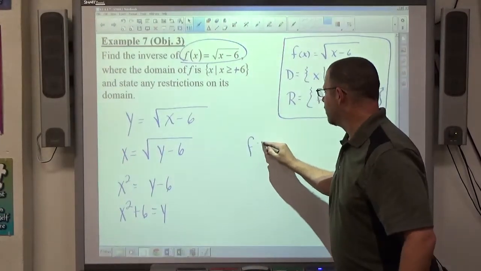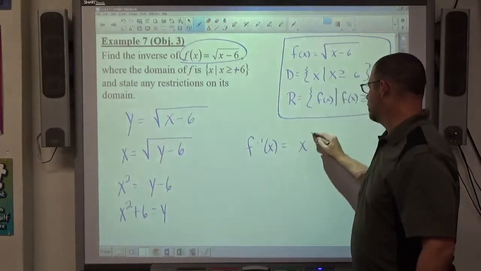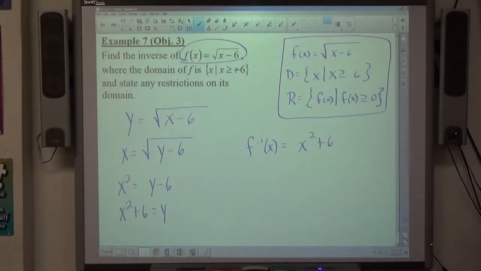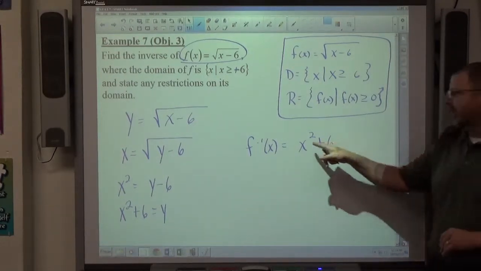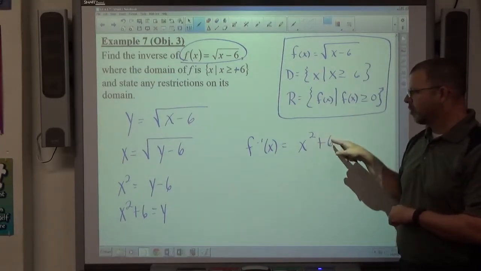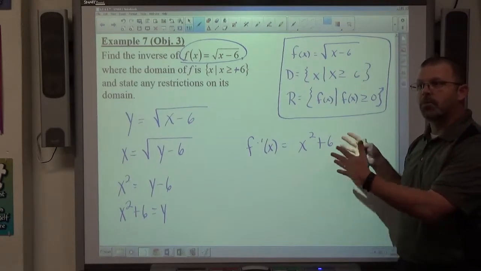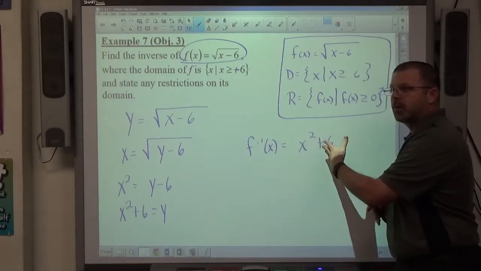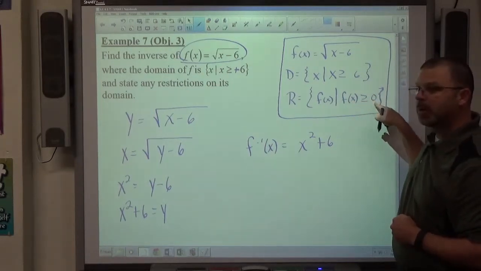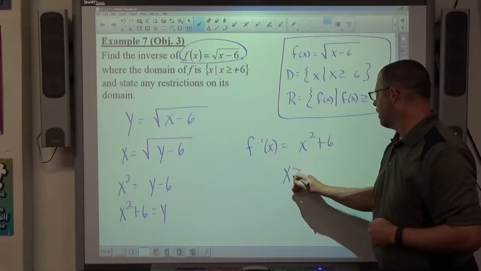I write it in good inverse function form: f inverse of x, instead of y, is equal to x squared plus 6. Now this is an example of one where the range is very important to find, because if I'm just looking at x squared plus 6 and not worrying about what f of x was, I can square anything, I can add 6 to anything, so all real numbers would be the domain of this function to begin with. But our range up here says that f of x is only allowed to be greater than or equal to 0, which means that x on this function must only be greater than or equal to 0.